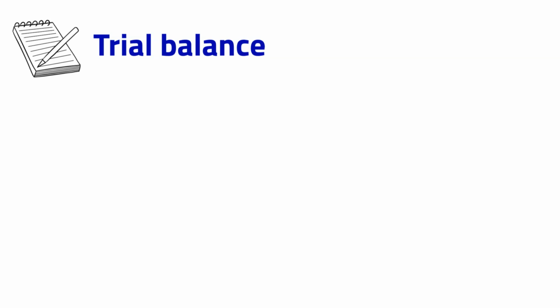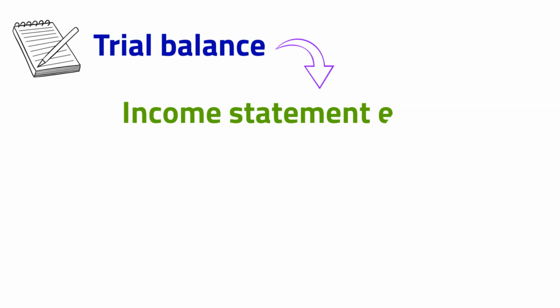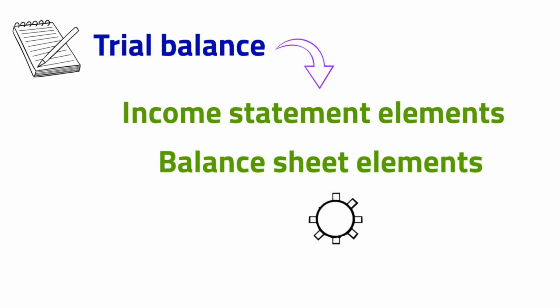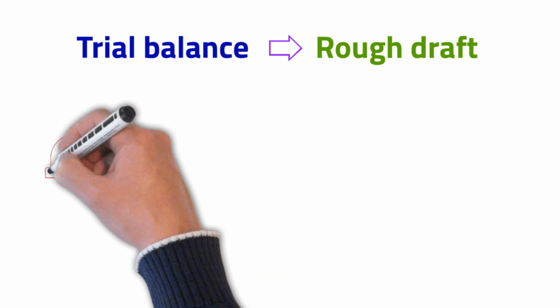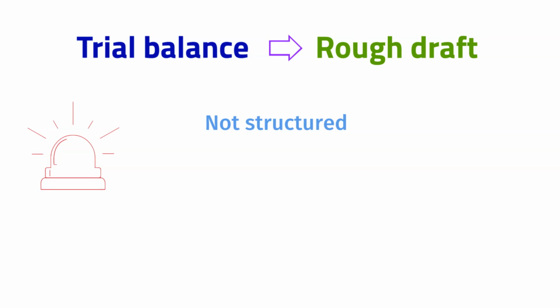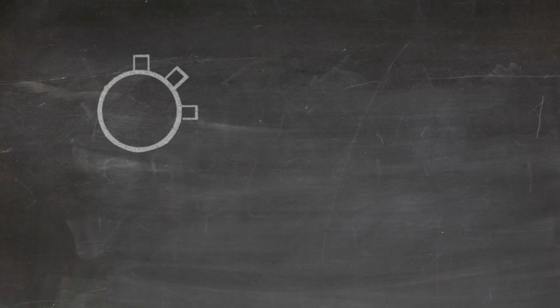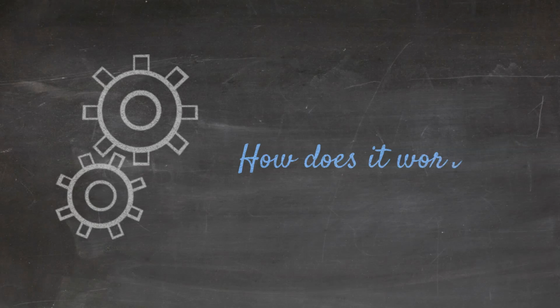First, we need to pull out income statement elements, revenue and all expenses, from our trial balance, and then assets, liabilities and equity which belong to the balance sheet. In the last lesson we discussed that trial balances are not structured. It's just the list of all ending debits and credits, all in one row. How do you identify income statement elements versus balance sheet?